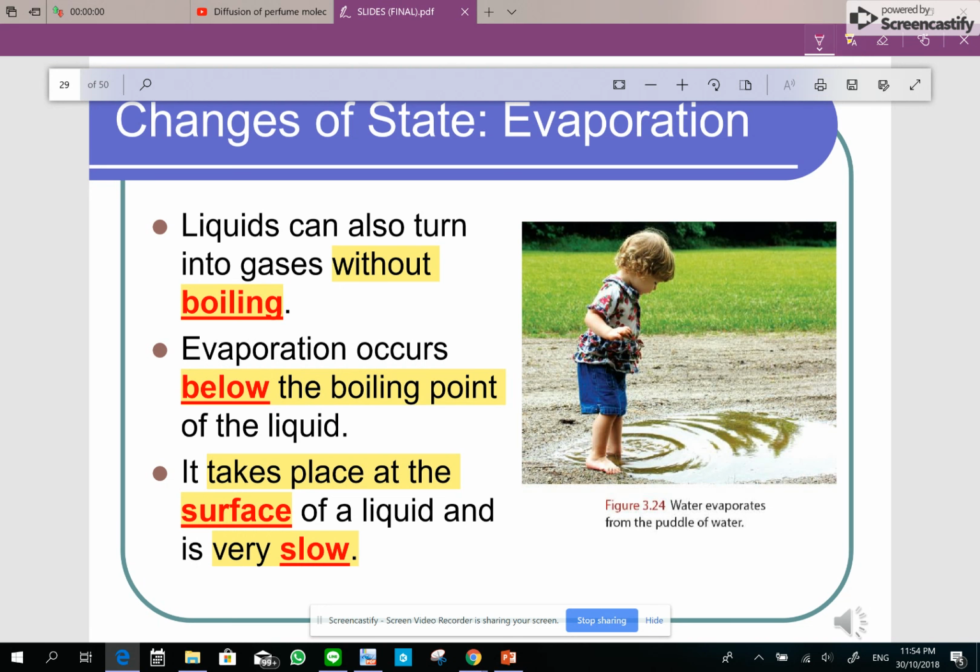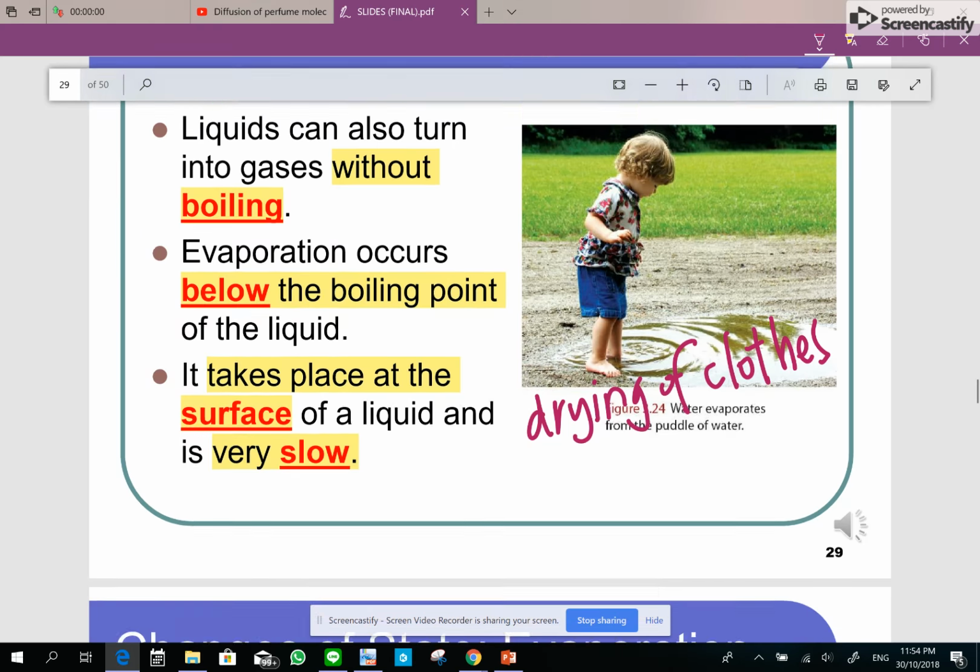One very good example is the drying of clothes. Your mother always dries clothes. The clothes start off very, very wet, but the water on the clothes will not heat up. It doesn't hit the boiling point of 100 degrees Celsius to escape into a gas. What happens is evaporation has taken place. So evaporation allows the liquid to change into a gas without going through the boiling point.